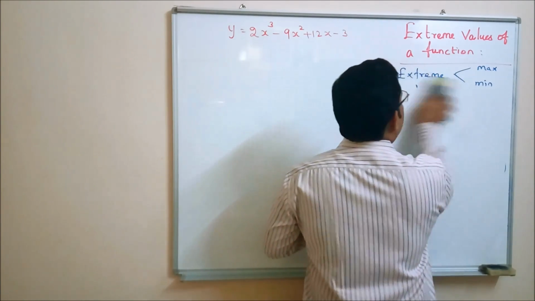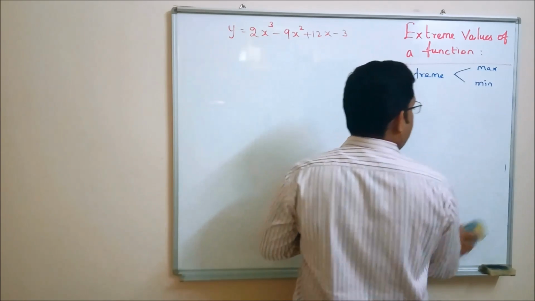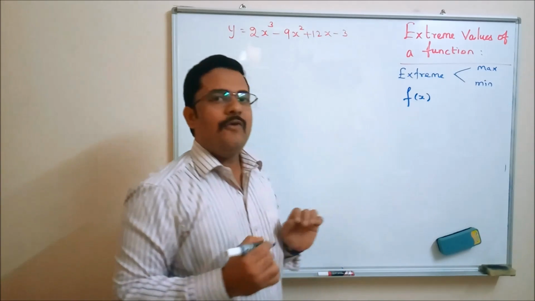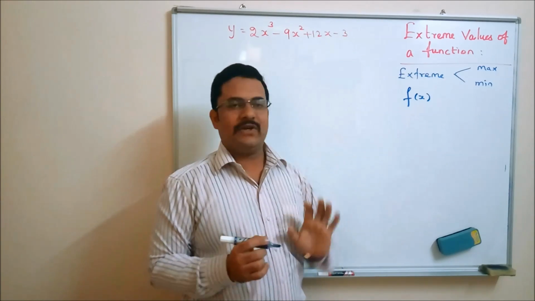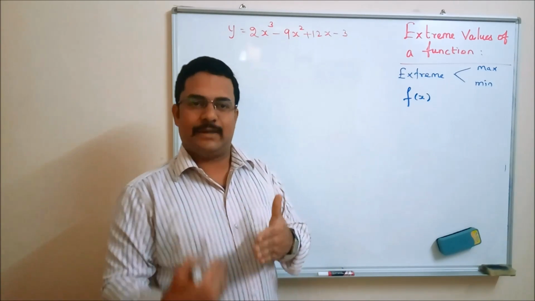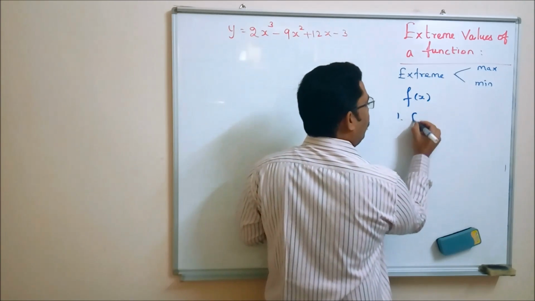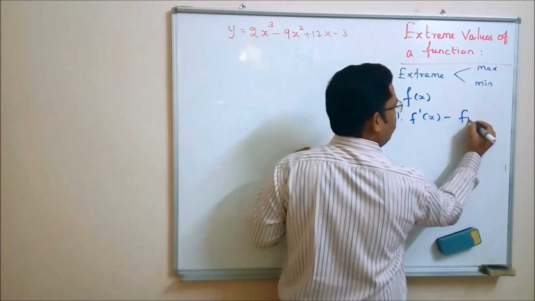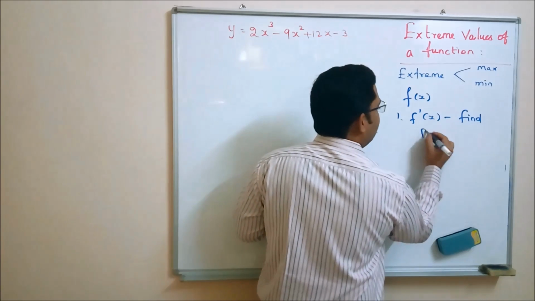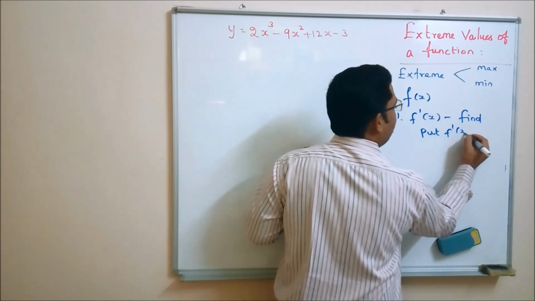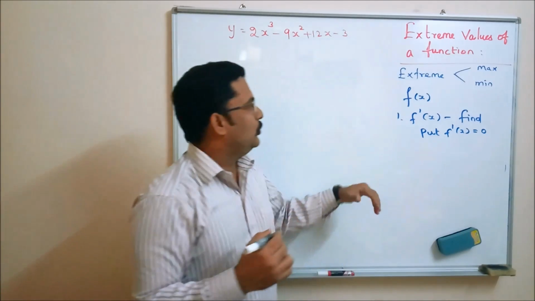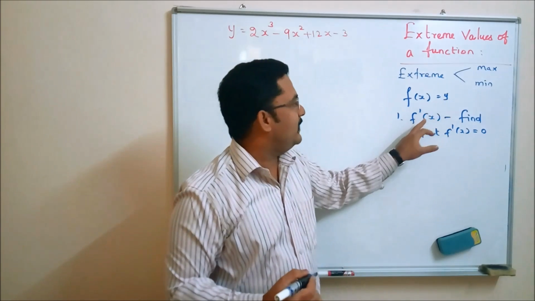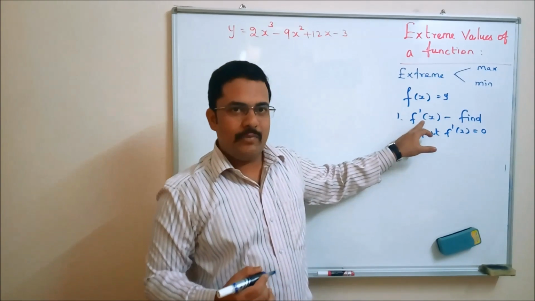Suppose we have a function f of x. How to find the maxima and the minima for a function? Let me describe the steps. First, find your first derivative, f dash of x, and then put f dash of x equal to 0. We call f dash of x as y, and we find the derivative of y, that is dy by dx.